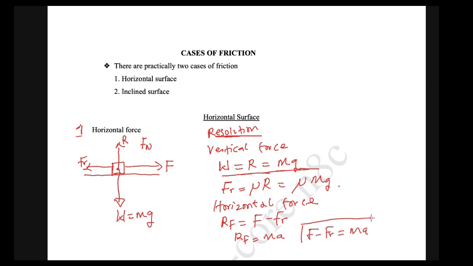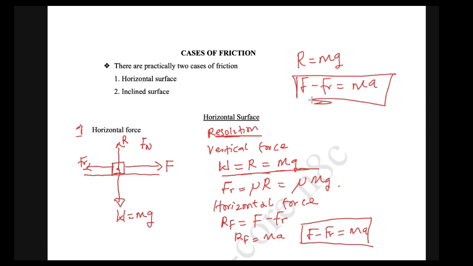So these are the concepts you need to know for this first case. That is, let me put them together. When an object is sitting on a horizontal surface, the normal reaction is equal to mg. Then resolution of the horizontal force is F minus Fr is equal to ma. All right. I hope you get that and that makes sense to you.